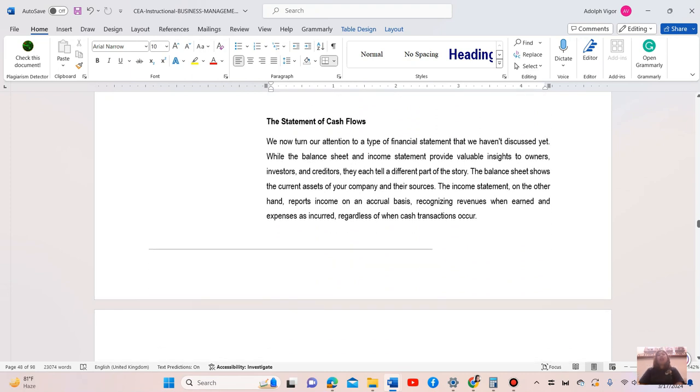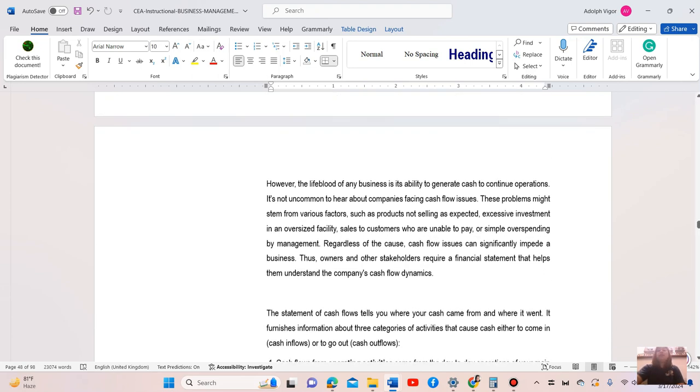So, the statement of cash flows. We now turn our attention to a type of financial statement that we haven't discussed yet. While the balance sheet and income statement provide valuable insights to owners, investors, and creditors, they each tell a different part of the story. The balance sheet shows the current assets of the company and their sources. The income statement, on the other hand, reports income on an accrual basis, recognizing revenues when earned and expenses as incurred, regardless of when cash transactions occur.